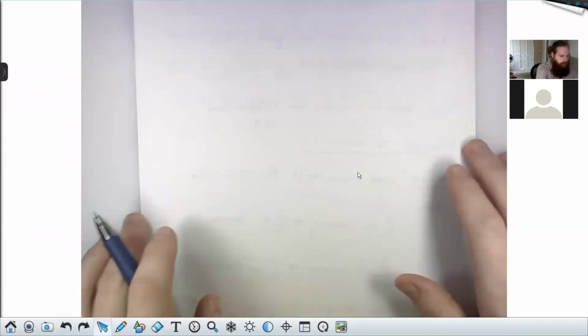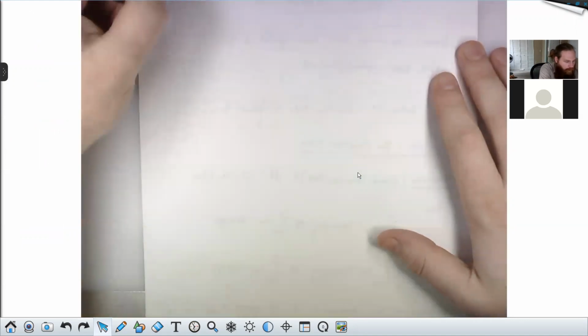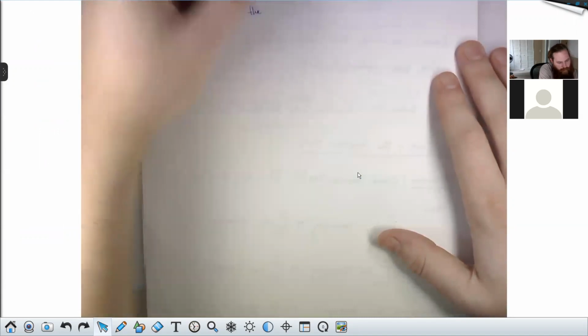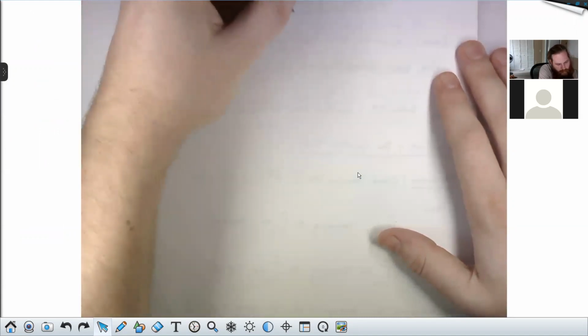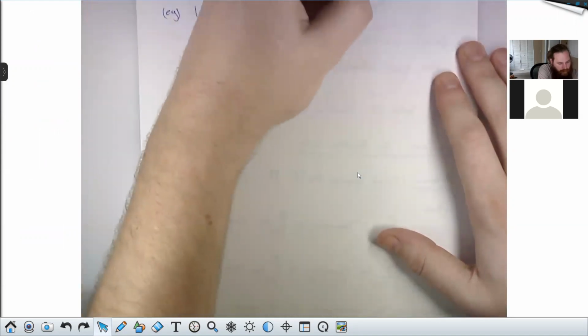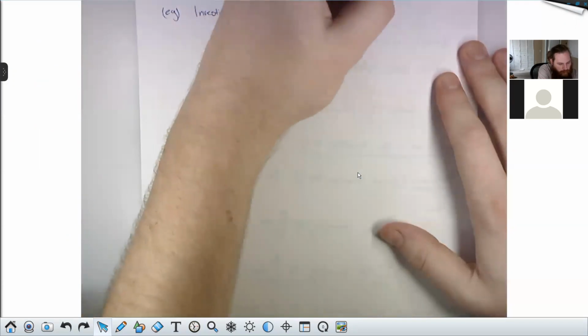We come back to the DocCam now. So we just saw that sigma 1 over 2 to the n plus 1 is convergent. What about sigma from 1 to infinity of 1 over 2 to the n minus 1?